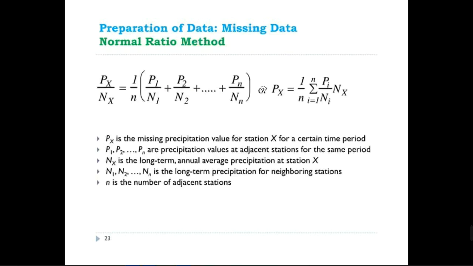Then precipitation data using the normal ratio method. This is Px equal to 1 by n, P1 divided by N1, plus P2 divided by N2, and so on, multiplied by Nx. The Px is the missing precipitation value for station X for a certain time period. P1, P2, Pn are precipitation values at adjacent stations for the same period. Nx is the long-term annual average precipitation at station X. N1, N2, Nn are the long-term precipitation for neighboring stations. N is the number of adjacent stations. We can see the calculation.